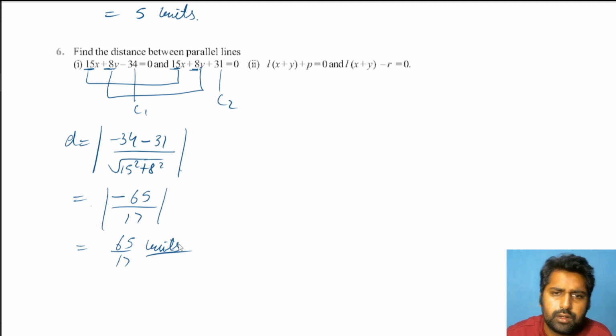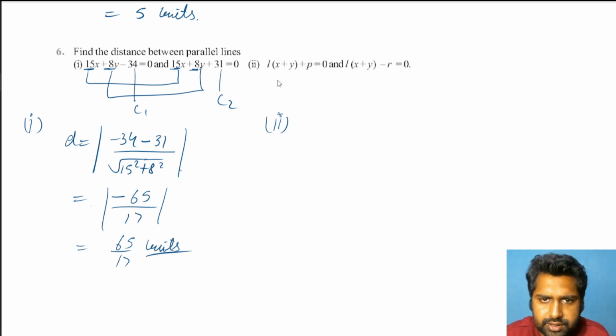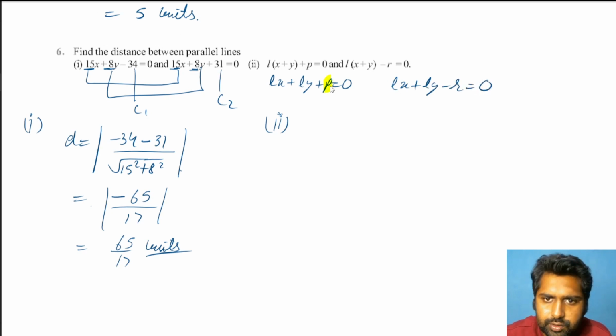Okay. For the second part, the equation first of all needs to be rearranged. So this will be Lx plus Ly plus P equal to 0. The second equation is Lx plus Ly minus R equal to 0. These are your C1, C2. Positive, negative you have to consider.